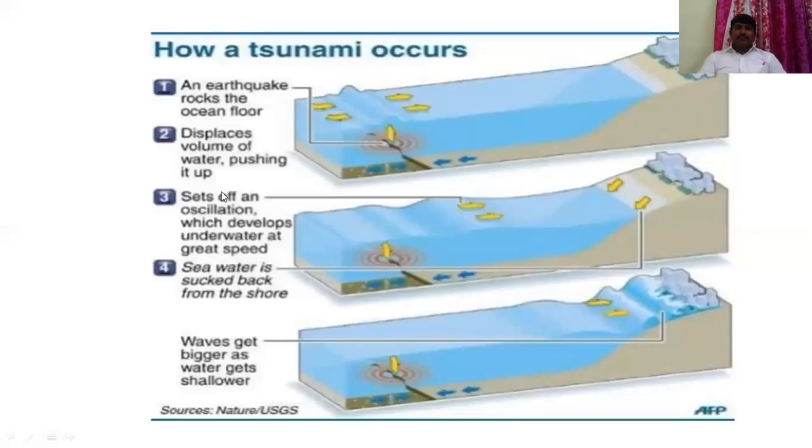The figure on the screen discloses how a tsunami takes place. Figure 1 describes how an earthquake rocks the ocean floor and then displaces a volume of water, pushing it upward. Then it sets off an oscillation which develops underwater at a greater speed. Seawater is sucked back from the shore. The waves get bigger as water gets shallower along the coastal region.